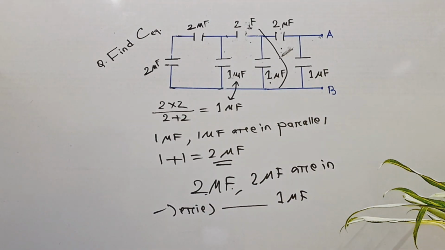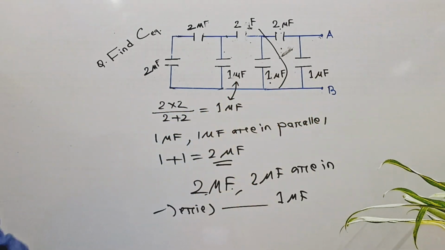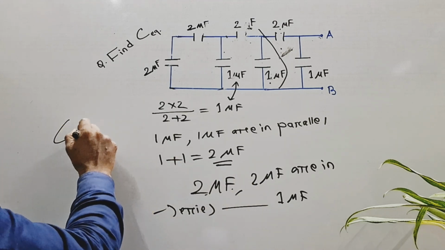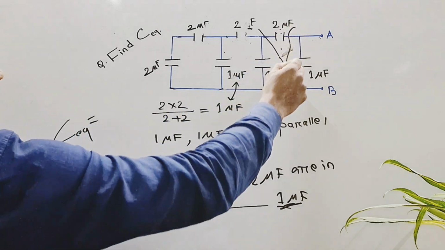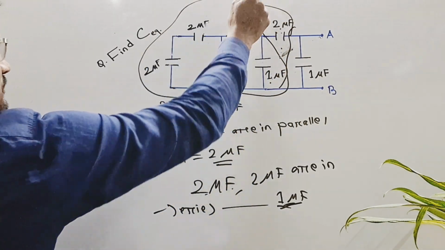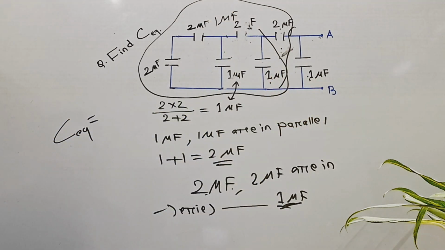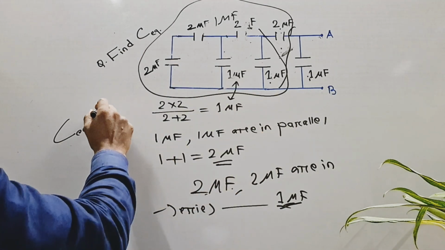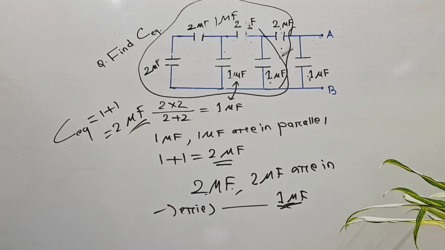Now finally this 1 microfarad and this 1 microfarad are in parallel. Therefore the equivalent capacitance of the network will be the combination of all these branches. After calculating, you have obtained 1 microfarad, and this 1 microfarad are in parallel. Therefore C equivalent will be directly the sum of the capacitances, 1 plus 1, that is 2 microfarad. I hope it's clear.